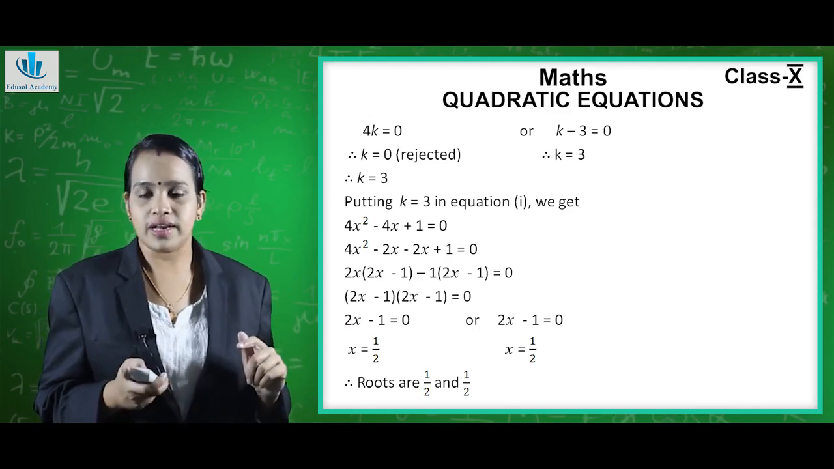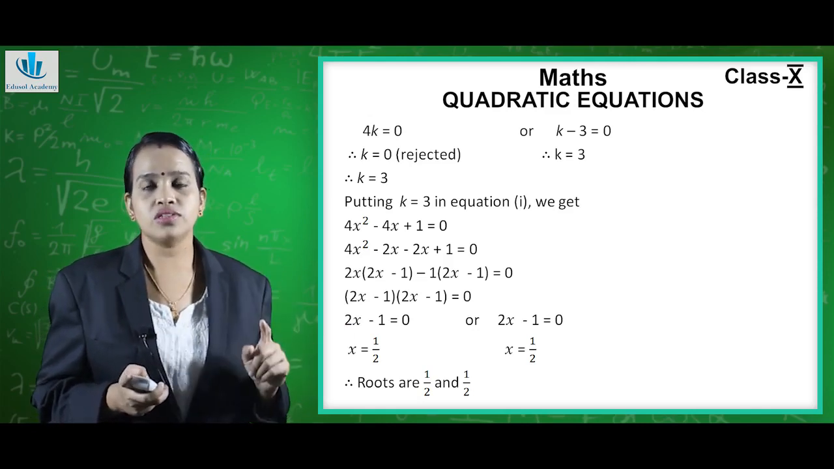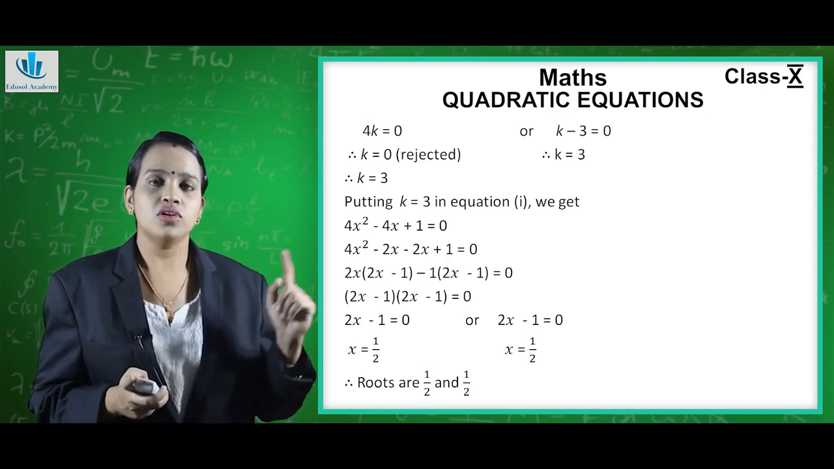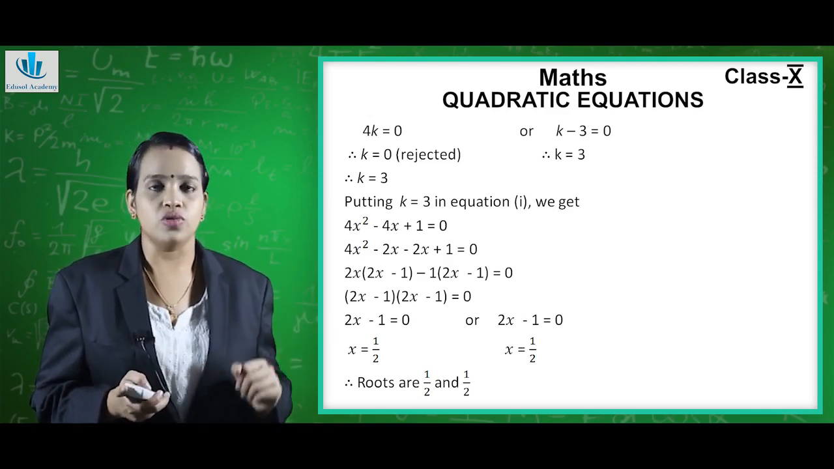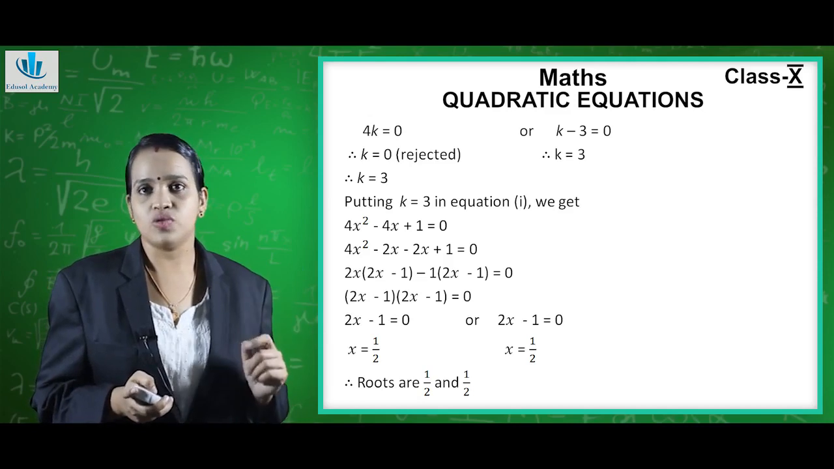In the question it is said that the value of k should be non-zero. So we can't take k as equal to 0. So we will take only k is equal to 3.